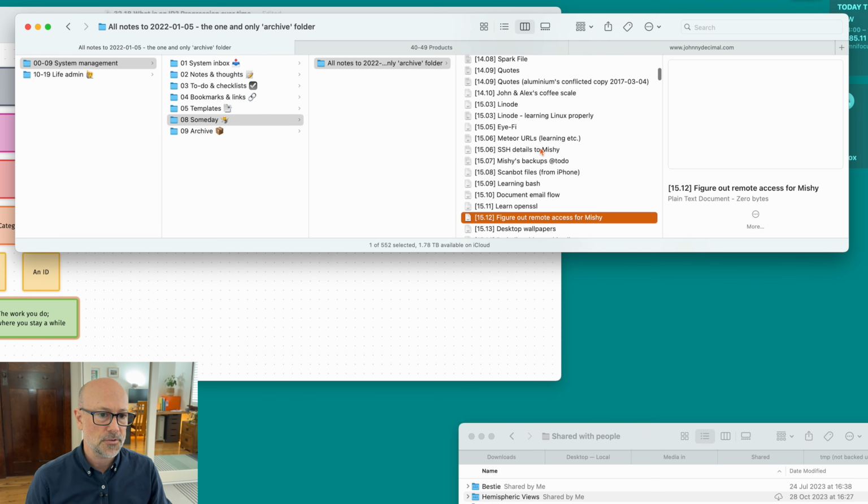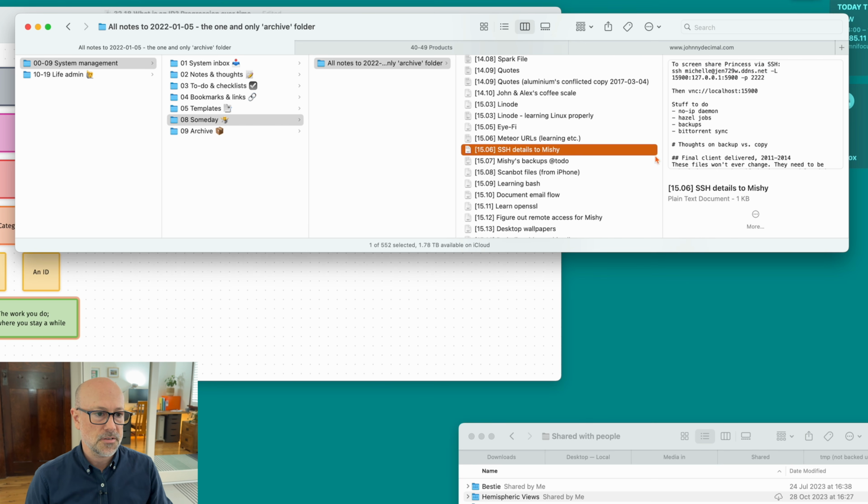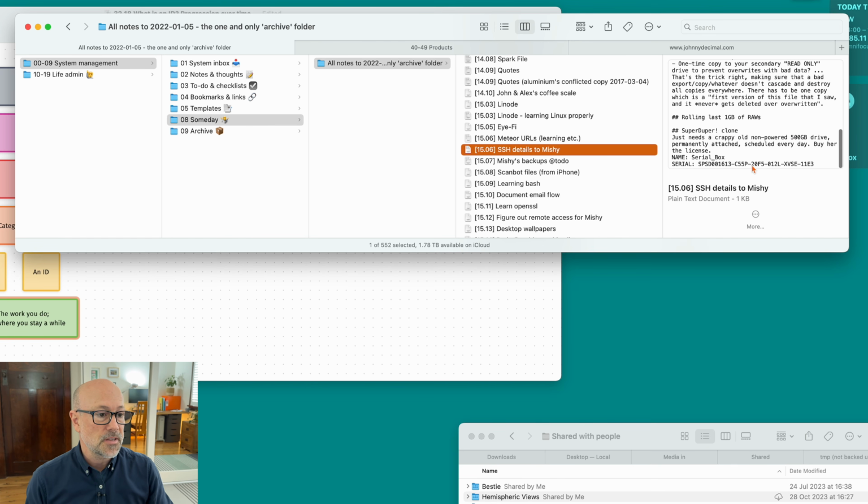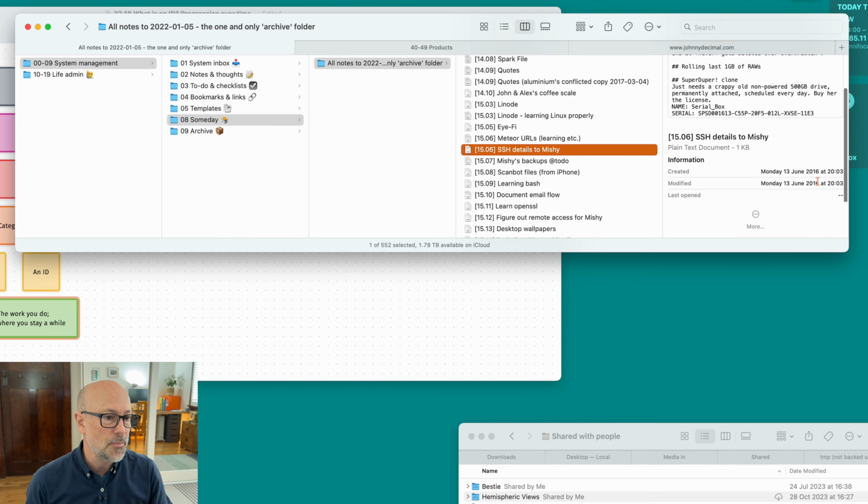Some others here, we've got SSH details to Mishi. Oh, there you go. There's some old details about me getting in and configuring her machine. Now, I think that should now be lifted up a level to just be managing her technology. So that's an idea of where I was in 2010-ish. I wonder if this date's got a timestamp on it, although it's not reliable because they've moved around so many times. So don't worry about that too much.